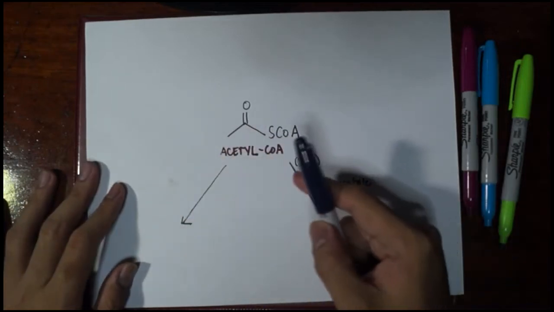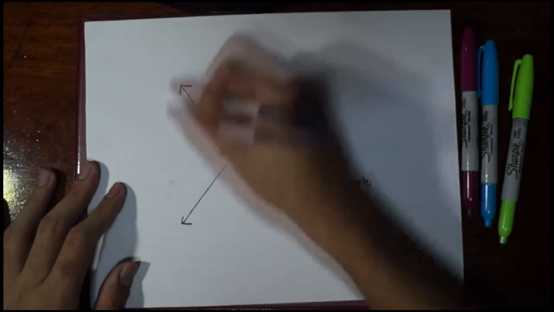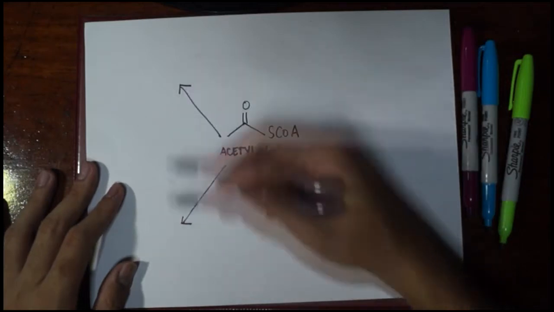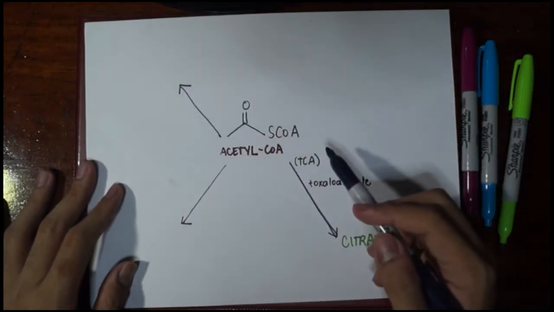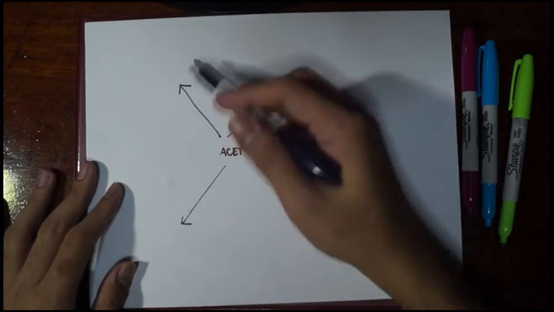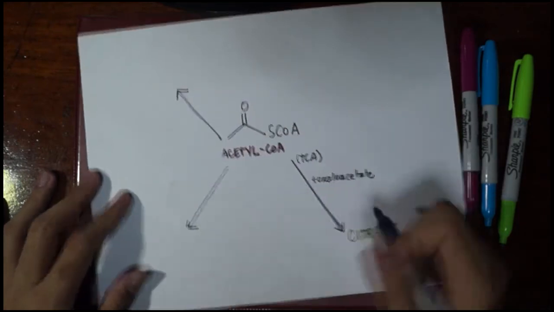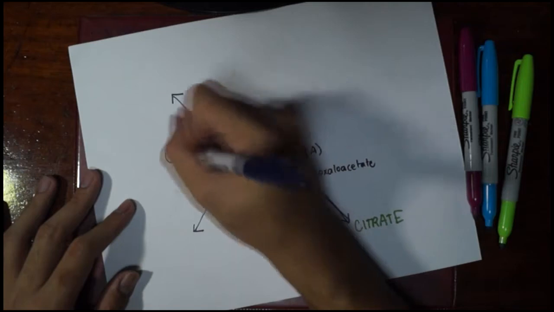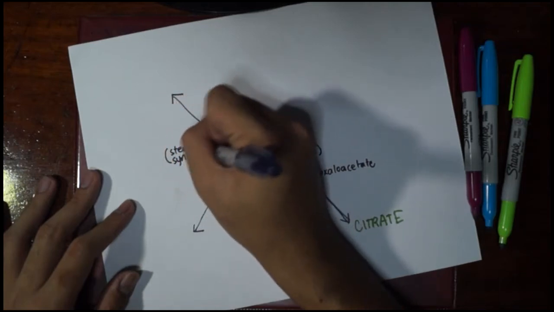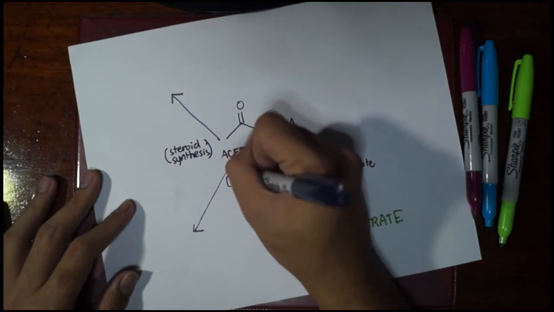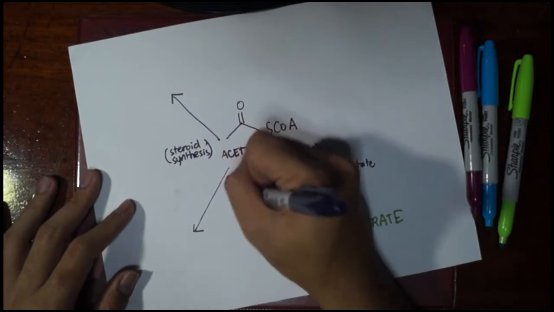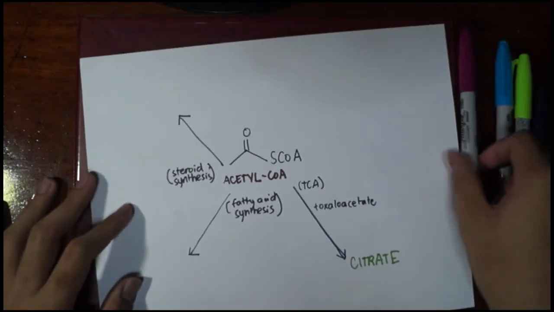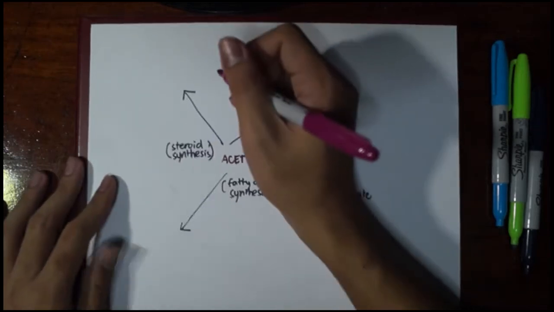For example, two related pathways, and I say related because they produce the same class of biomolecules. Two of these have acetyl coenzyme A as their starting material, and by these two, I'm referring to two classes of lipids. The first one is steroid synthesis, and the second is fatty acid synthesis.